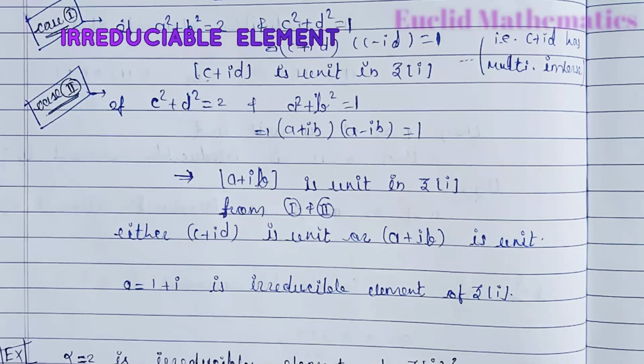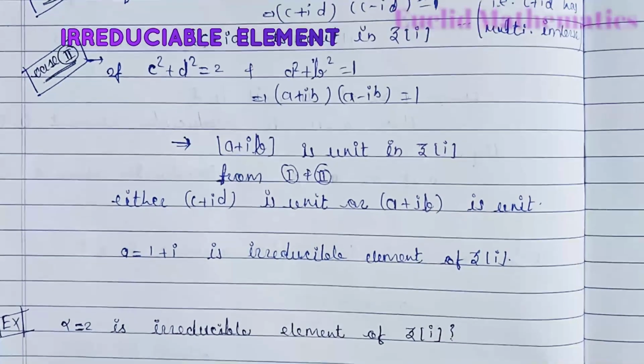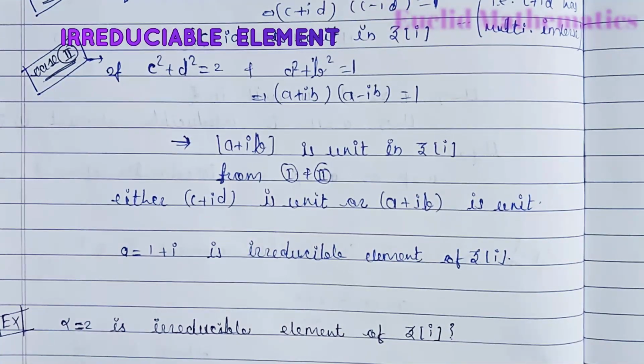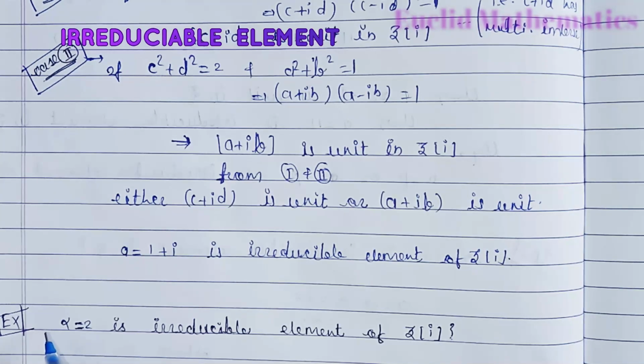Okay, so in my first example, I considered 11 as the multiple of 1 into 11 and minus 1 into minus 11. So this way you can generate the factors. So for the next example, alpha equal to 2: is it an irreducible element of Z[i] or not? Okay, so you can do it for your homework.